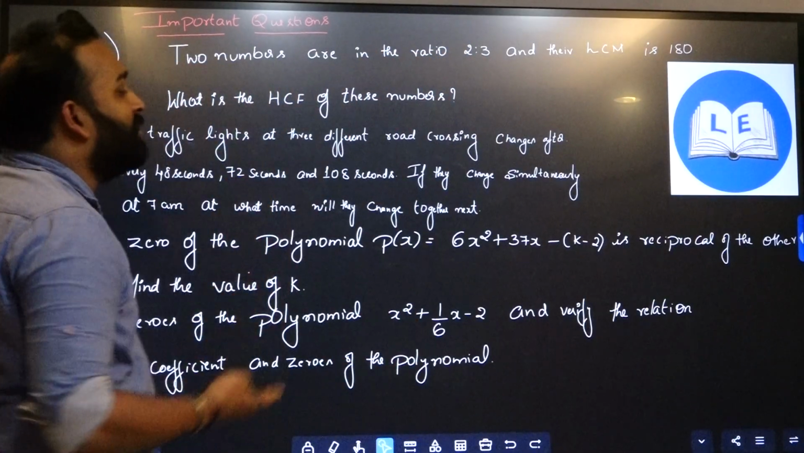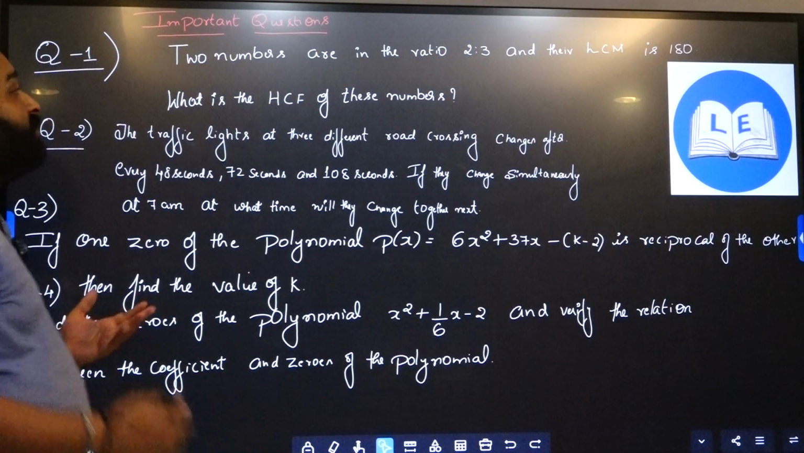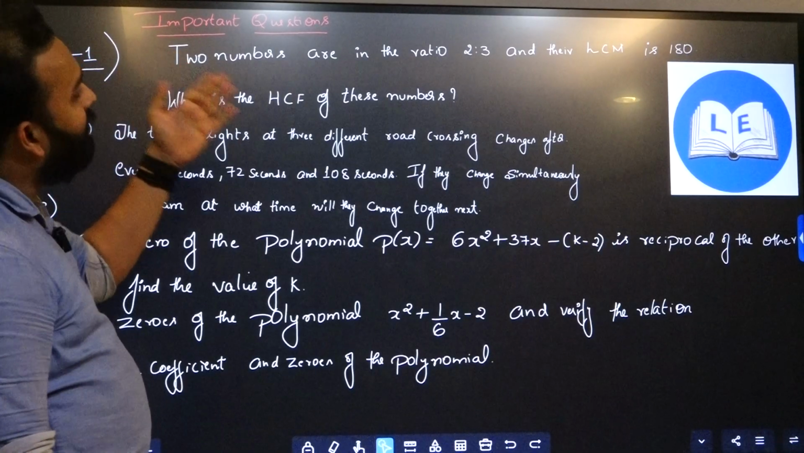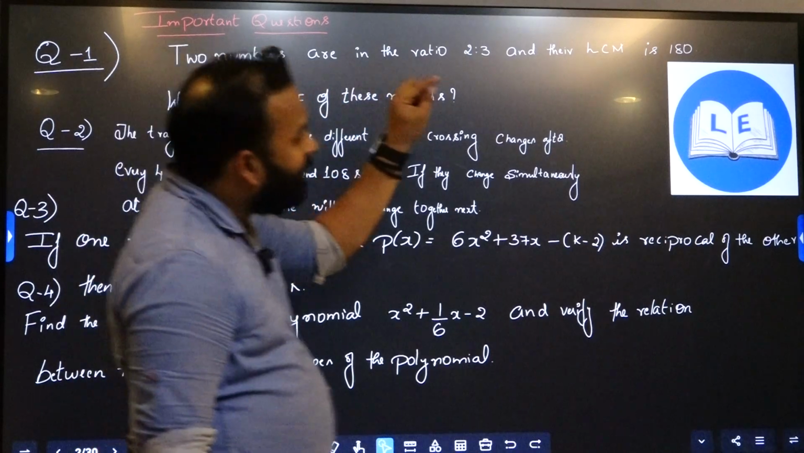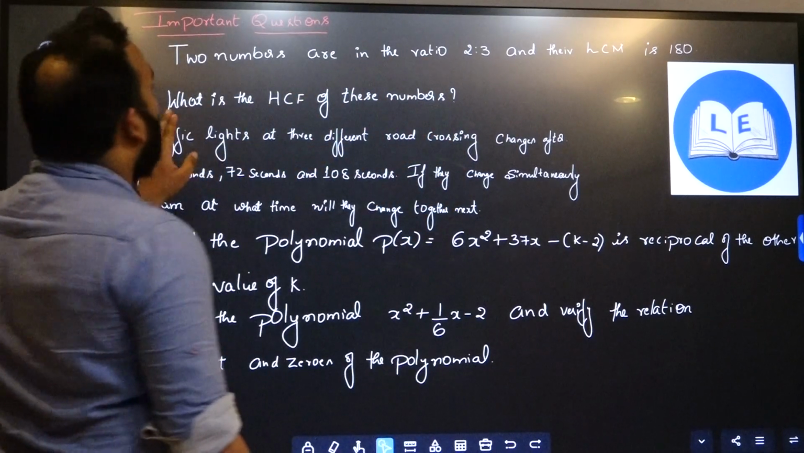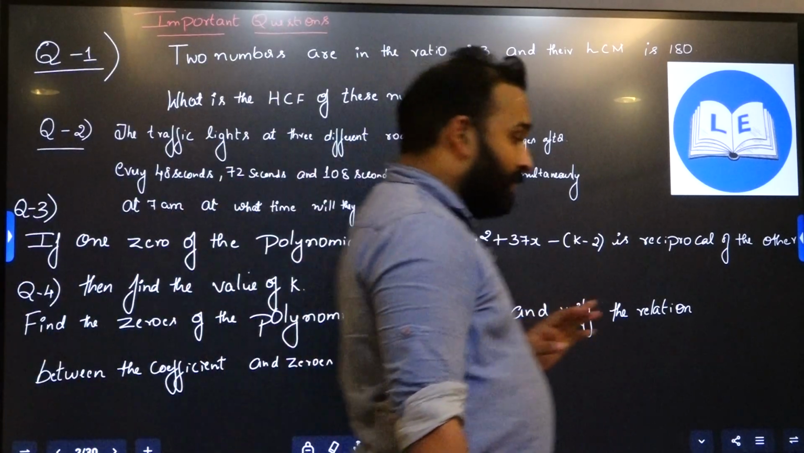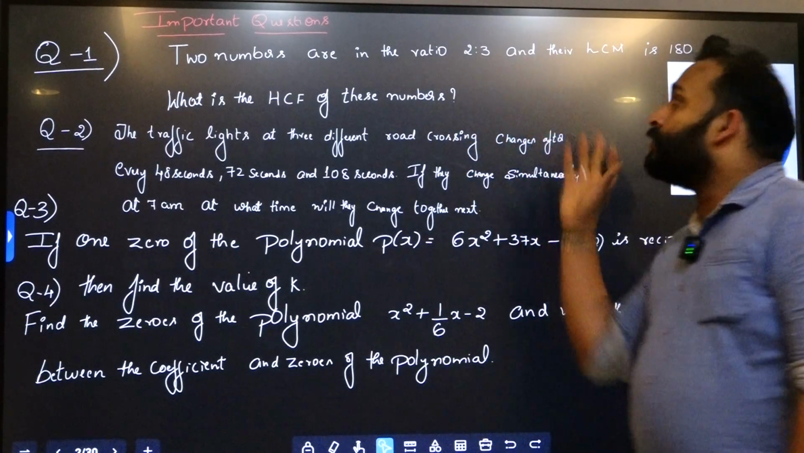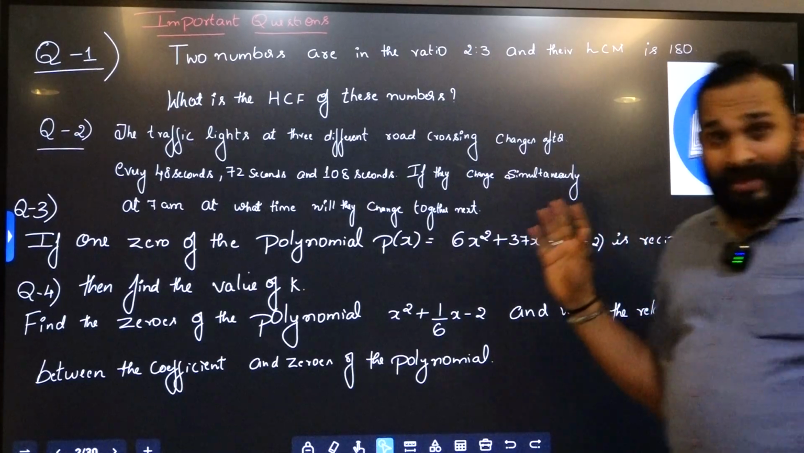First, I'll show you all the questions which we are going to solve in this session. Question number 1: Two numbers are in the ratio 2:3 and the LCM is 180. What is the HCF of these numbers? Yes, very important. They have not given the numbers, but they told you the numbers are in the ratio 2:3. We can solve that.